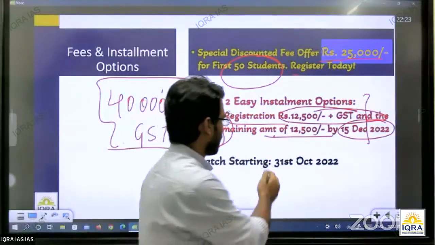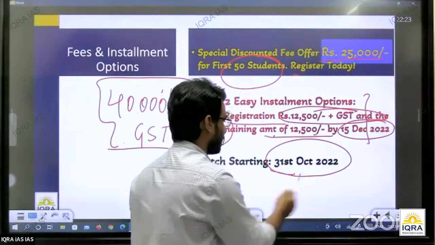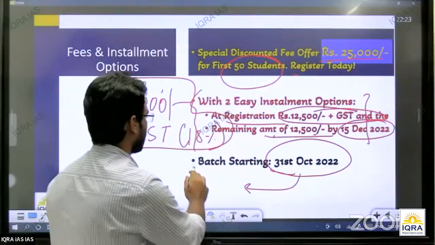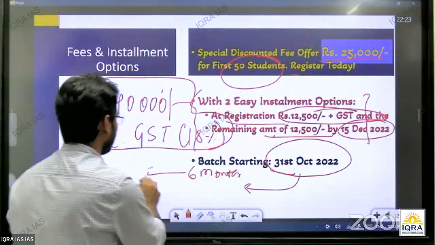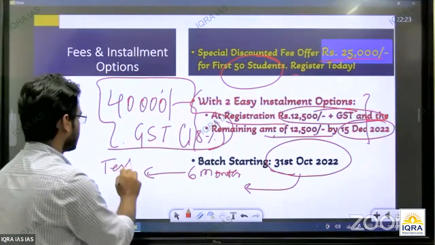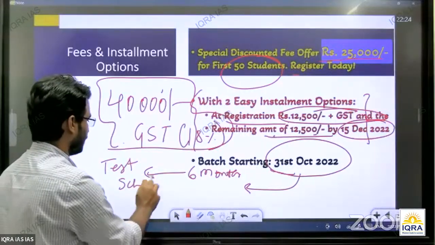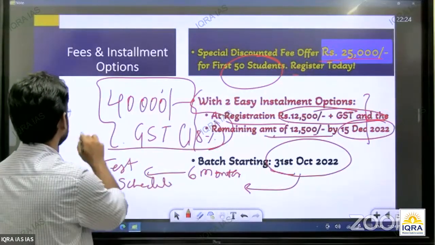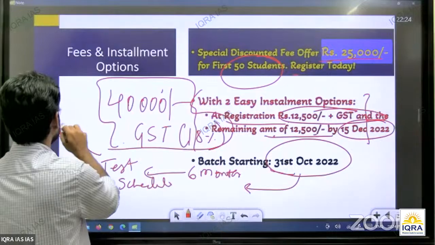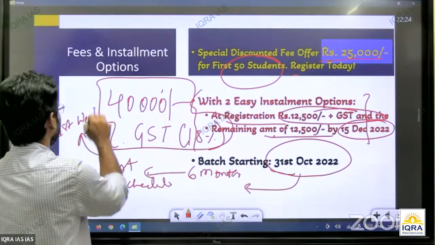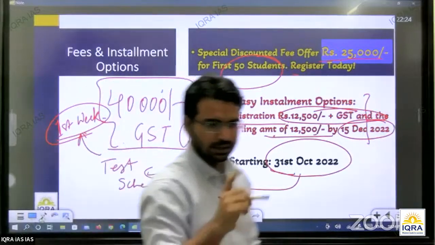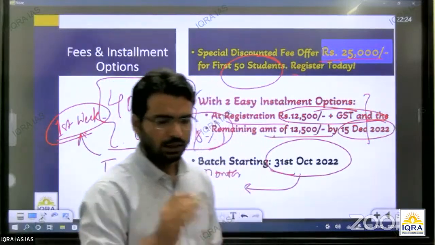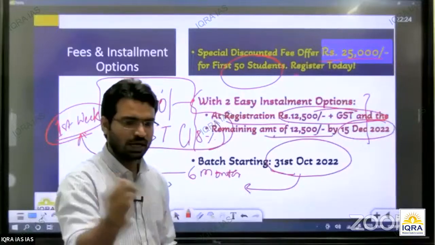And the class will start from 31st of October. The duration of the class is 6 months. It also includes the test series. The test series schedule is already there on the website. It will start in the month of first week of January, after you complete the substantial portion of PSIR, then we'll start the test series. It will not have any benefit if we start it very early.